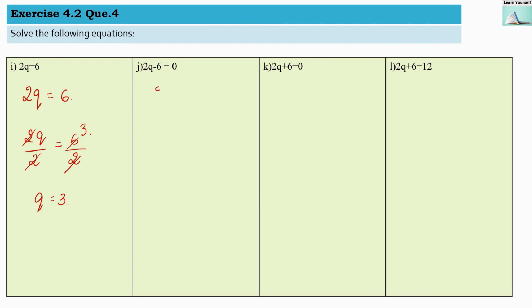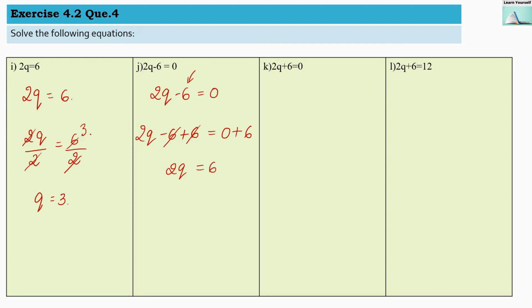Equation J is 2q minus 6 equals 0. So let us first remove this 6. It is in minus, so we are going to add 6. So we have added 6 here, and in the same way we have to add 6 towards LHS also. This 6 and this 6 will get cancelled out. So we will get 2q equals 0 plus 6 equals 6.